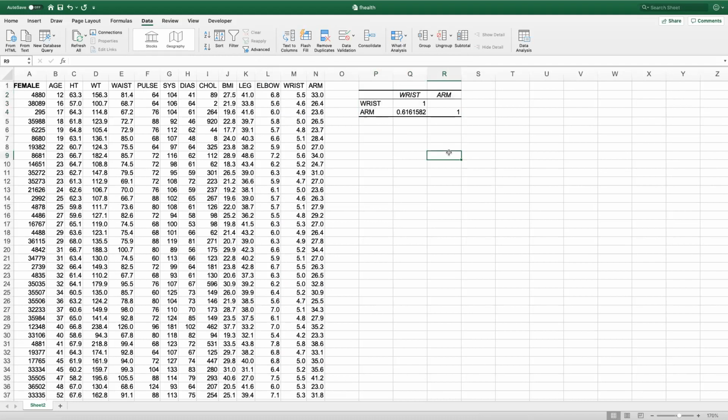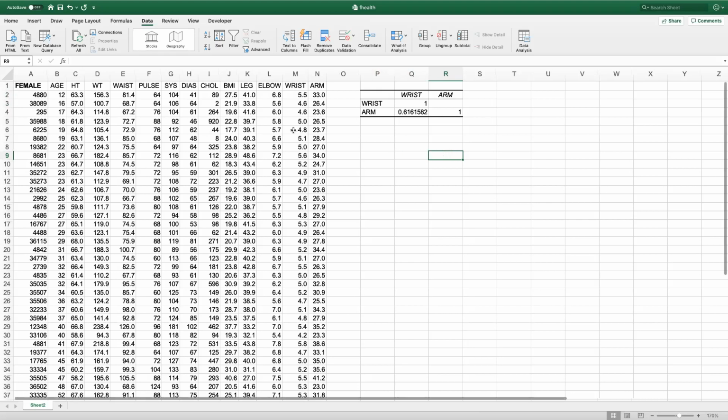So it tells us that the correlation between the arm and the wrist is 0.6161582, for example. From what we know about our correlations, that would be a strong relationship, because it's higher than 0.5. And it makes sense that the correlation between the wrist measurement and the wrist measurement is 1, right? 100%, they're going to be the same. Same thing with the arm and the arm.